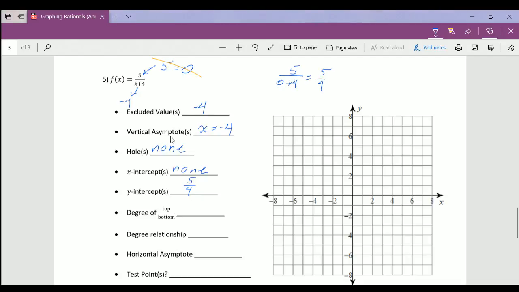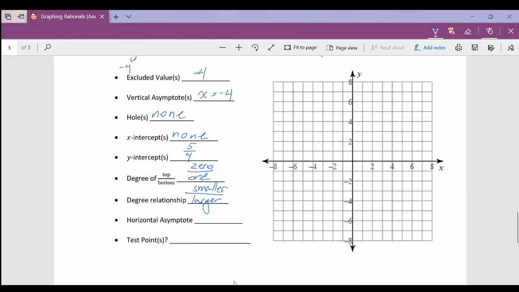All right, the degree of the top, since there's no x here at all, it's a constant. That means the top has a degree of 0. The bottom does have an x, and it's being raised to the first power, so that is 1. So the relationship is the top is smaller than the bottom. Okay? When the top has a smaller degree than the bottom does, the horizontal asymptote is always, always, always y equals 0.